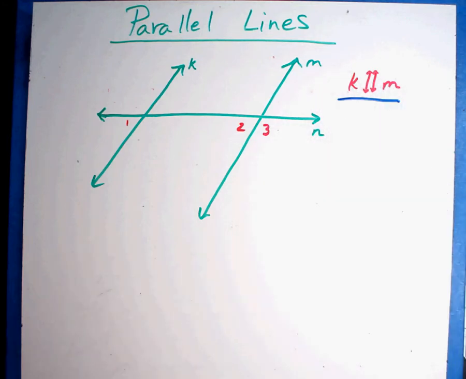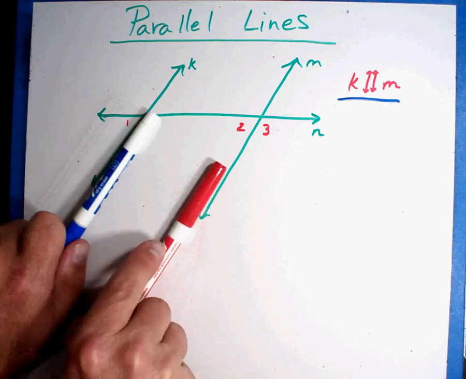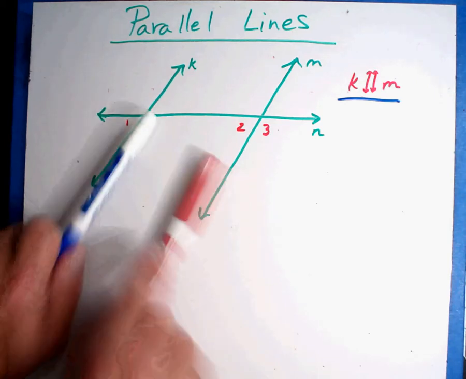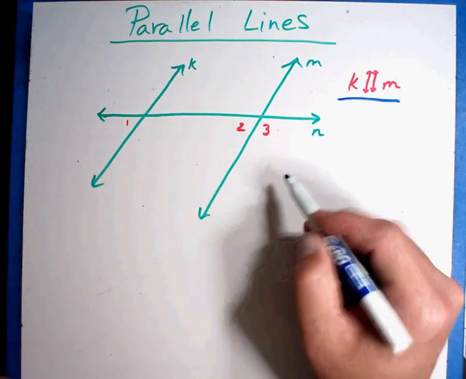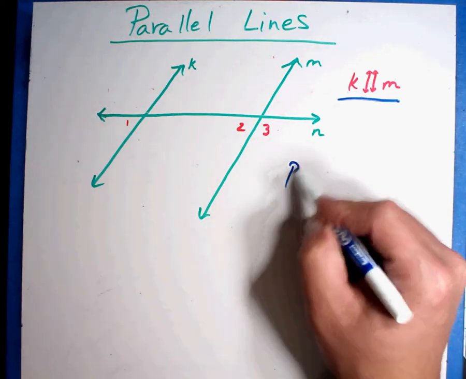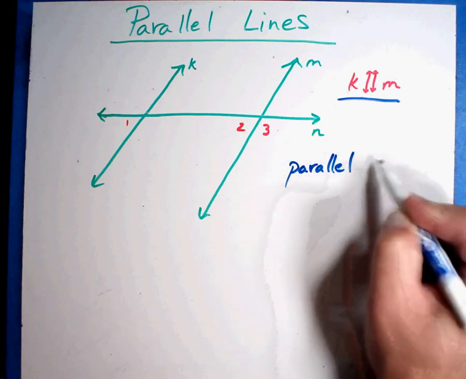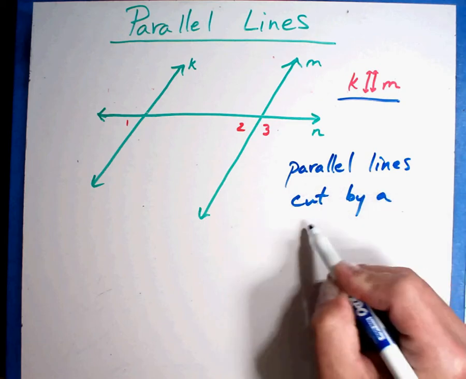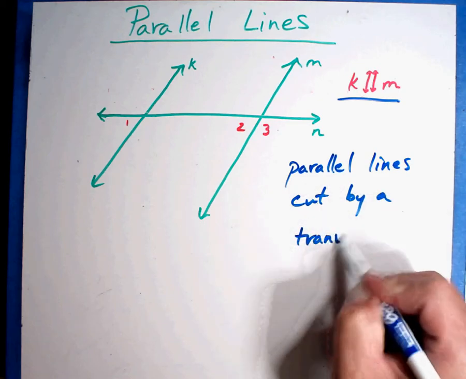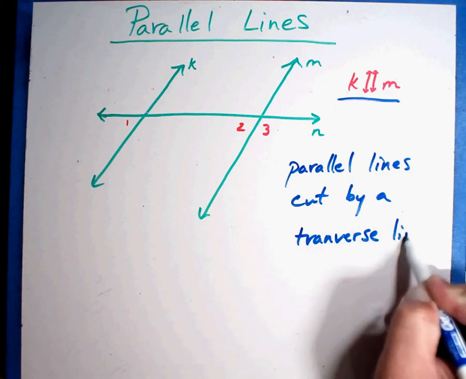What we're going to do is talk about some trends, or shortcuts, that you can use to help you figure out some of these angles if you have two parallel lines. So since these two are parallel, K and M, there are some things that we automatically know about it. Okay? Whenever you have parallel lines cut by a transversal line. Now that sounds complex.